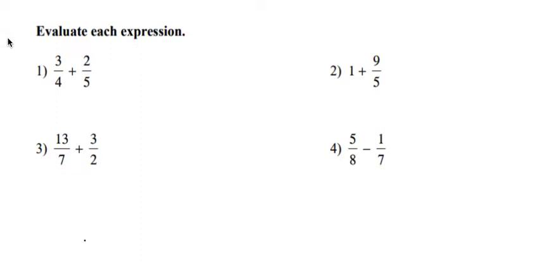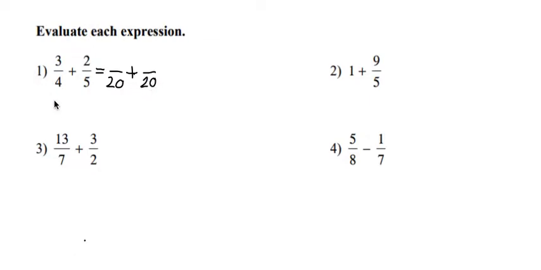In this video, we're going to be going over how to add and subtract fractions and whole numbers. For number 1, we have 3 over 4 plus 2 over 5. The first step is to figure out what the least common denominator is. For question number 1, between 4 and 5, the least common denominator is going to be 20.